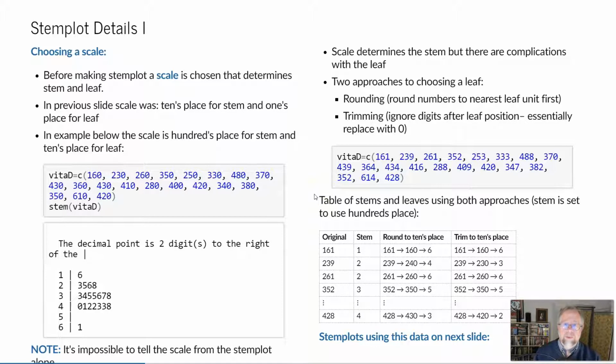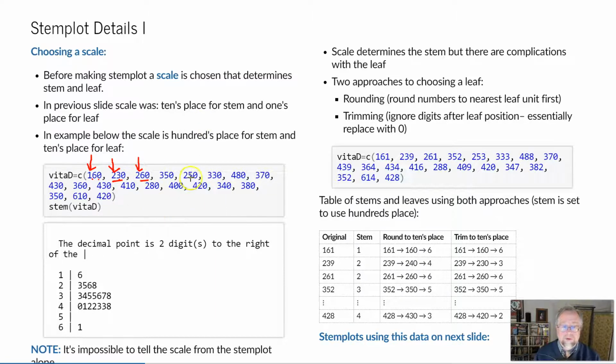Now, when you make a stem plot, you start by choosing a scale. You choose a position that's going to be your stem, and then that determines what your leaf is going to be. So for example, I could choose the hundreds place to be the stem. So then the leaf is 6. And the stem and the leaf. And the stem and the leaf. And so on and so forth.